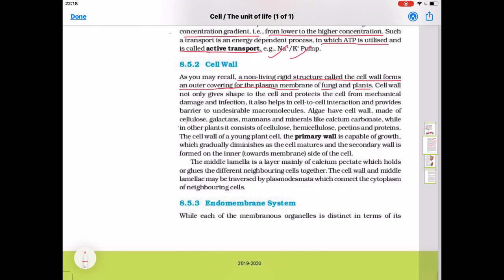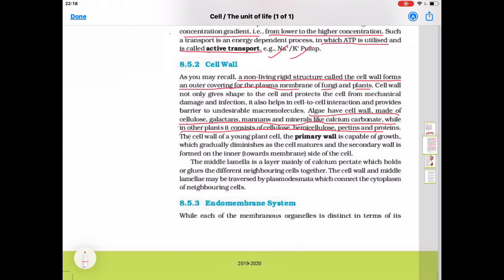Macro means large molecules. Algae have cell wall made up of cellulose, galactans, mannans, and minerals like calcium carbonate, while in other plants it consists of cellulose, hemicellulose, pectin, and proteins.